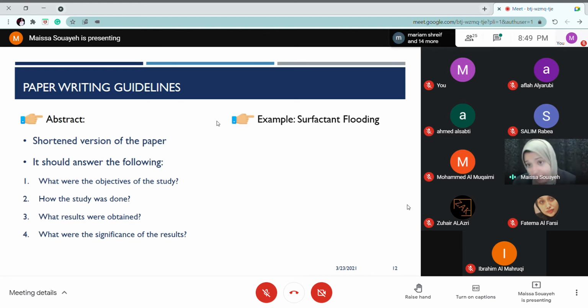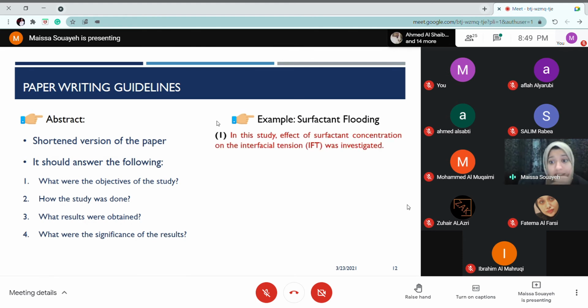Example, again, surfactant flooding. We came up with a title, so now let's try to construct an abstract. "In this study, effective surfactant concentration on the interfacial tension was investigated." That is the objective: what were the objectives of the study? Pay attention that when you have an abbreviation like interfacial tension, when you first introduce it, you should write it in full, and then put the abbreviation between parentheses, the first time only.